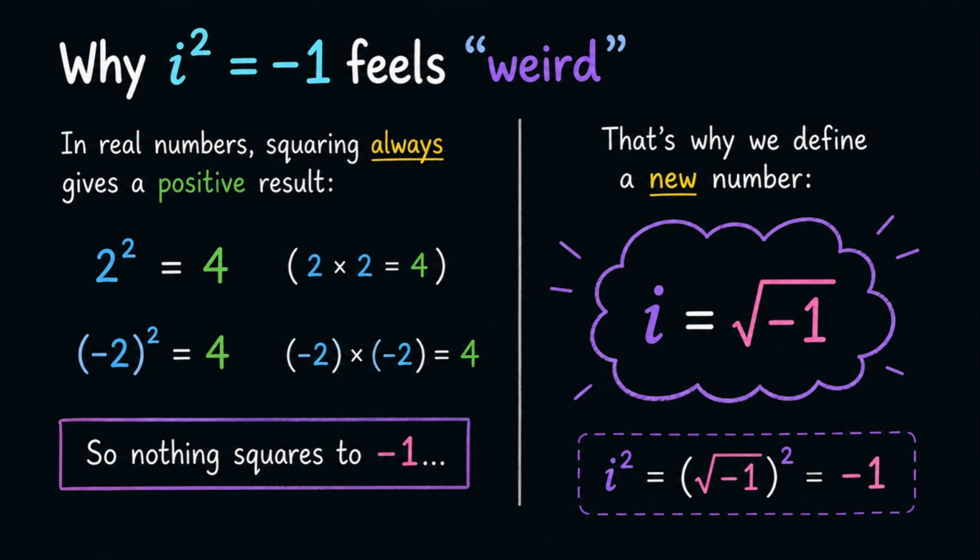In the real number system, squaring any number always produces a non-negative result. For example, 2 squared equals 4, and negative 2 squared also equals 4. This means there is no real number whose square equals -1. To overcome this limitation, mathematics introduces a new number called i, defined as i is the square root of -1.